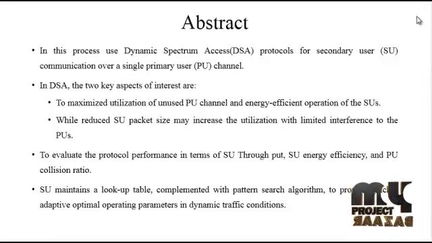One is to maximize the utilization of the unused primary user channel and the energy-efficient operation of the secondary users, while a reduced secondary user packet size may increase the utilization with limited interference to the primary users. We evaluate the protocol performance in terms of secondary user throughput, energy efficiency and primary user collision ratio. The secondary user maintains a lookup table complemented with a pattern search algorithm to provide quickly adaptive optimal operating parameters in dynamic traffic conditions.